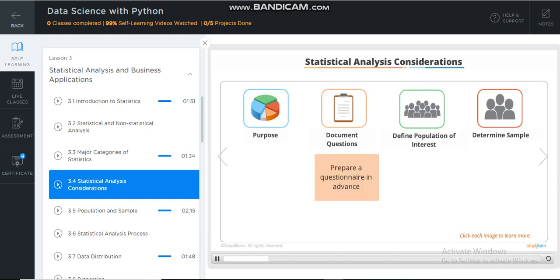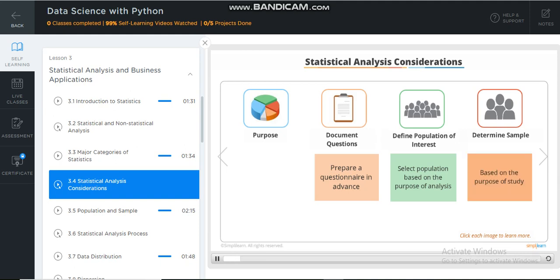The second consideration is to document the questions. Prepare the questions that you will ask the population of the study in advance. The third consideration is to define the population of interest. Select the population for your study based on the purpose of your analysis. Determine the sample that you want to draw from the population based on the purpose of your study.